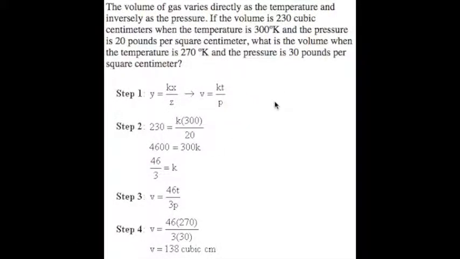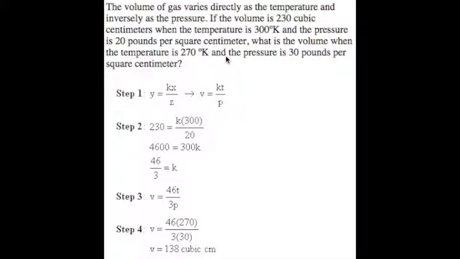More challenging word problem. Obviously, we've got a lot more to deal with, and our equation is going to be a little bit more complicated. But we're going to follow the same system. The volume of the gas varies directly with the temperature and inversely with the pressure. So we know our volume varies directly with the temperature, and also, our constant is always there, and inversely, which is our division, with the pressure. So there we've got our formula.